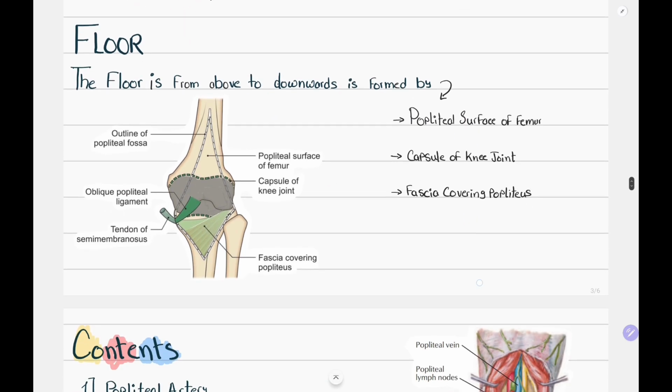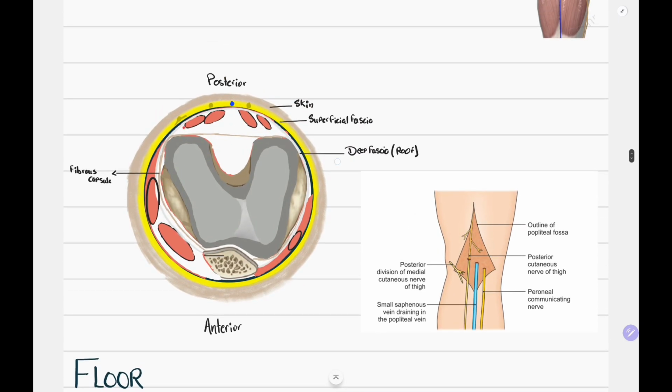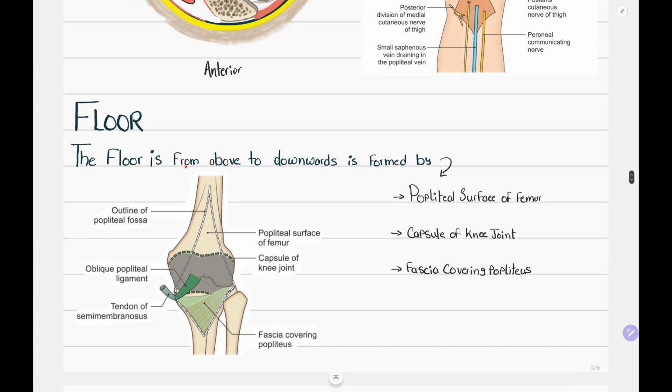Coming to the floor of the popliteal fossa, the floor from above to downward is formed by the popliteal surface of femur, capsule of knee joint, and fascia covering popliteus. So here was the roof of the popliteal fossa. Now this constitutes the floor of the popliteal fossa. This is the popliteal fossa, a diamond shaped fossa from above to downwards. This area and this area form the floor of the popliteal fossa. Floor means structures are sitting over these surfaces, and these surfaces constitute the floor of the fossa.